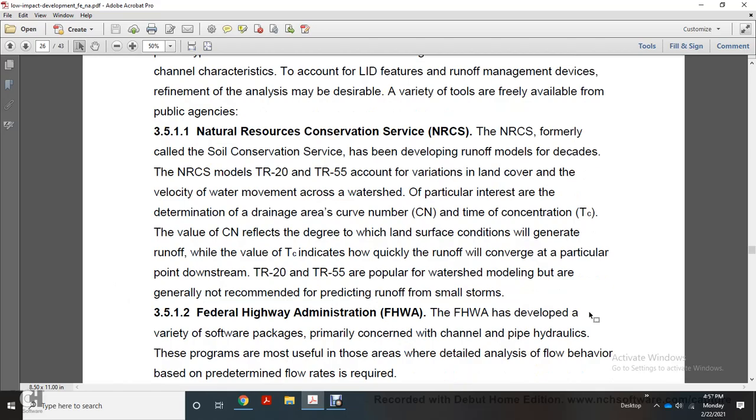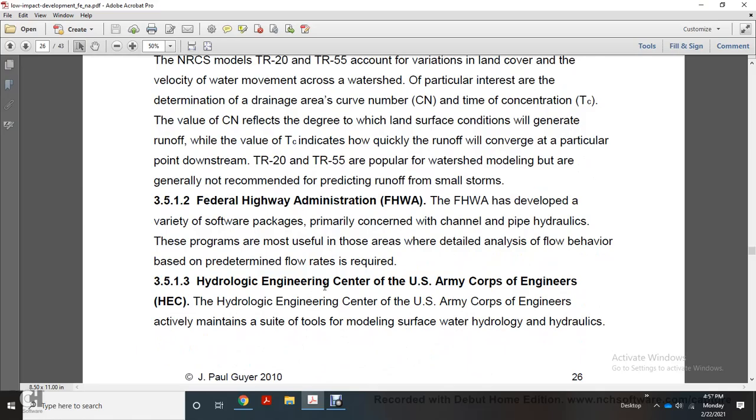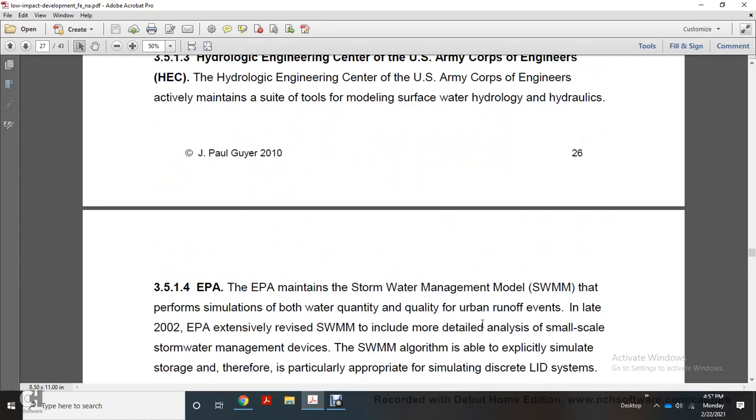The Federal Highway Administration has developed a variety of software packages primarily concerned with channel and pipe hydraulics. These programs are most useful in the area of detailed analysis of flow behavior where predetermined flow rates are required. The Hydrologic Engineering Center of the U.S. Army Corps of Engineers actively maintains a suite of tools for modeling surface water hydrology and hydraulics.